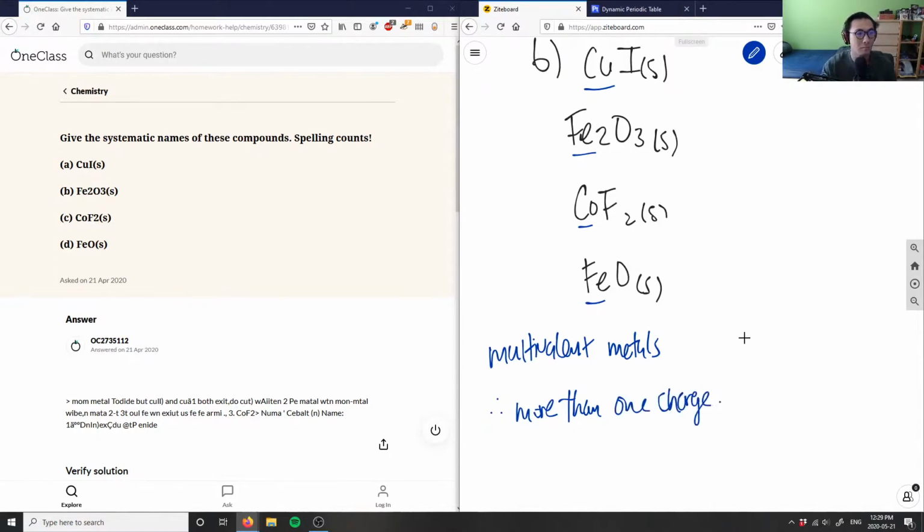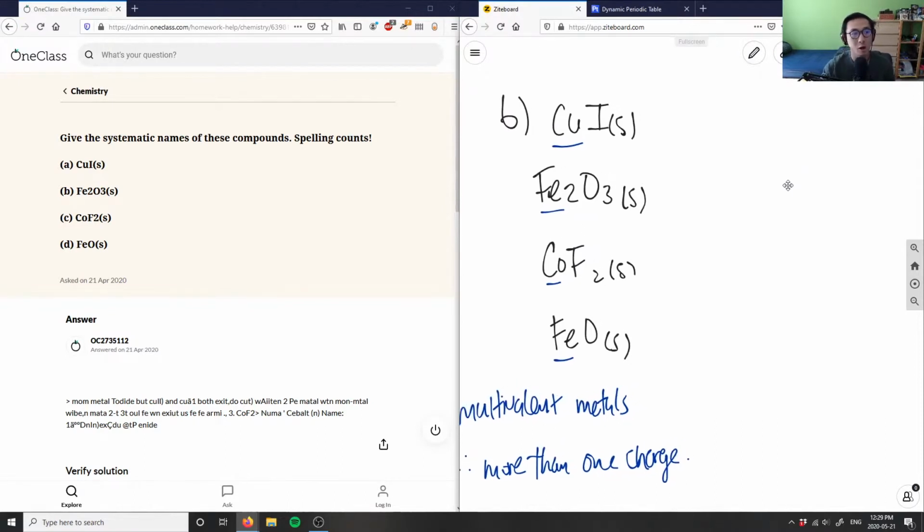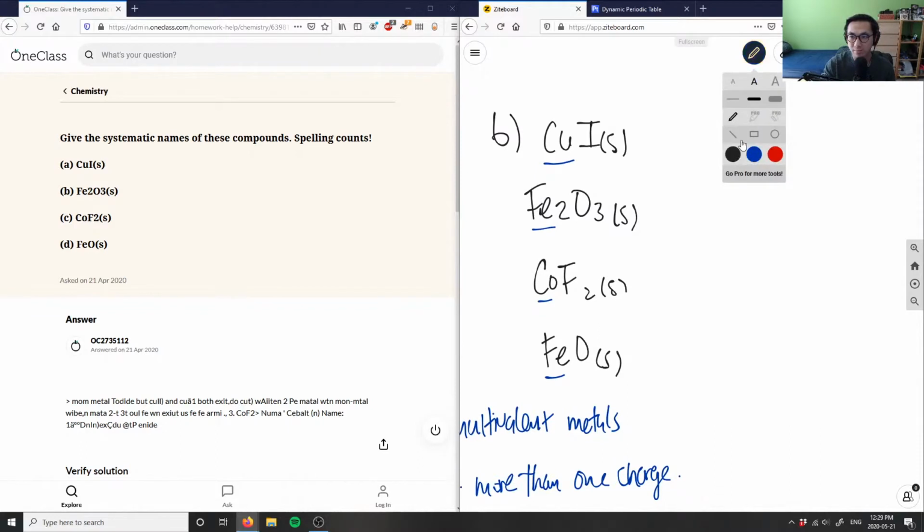So why do we care about multivalent metals? Well, it's going to affect the naming of these metals. For example, copper has a 1+ charge or a 2+ charge, depending on which state it's in. So in this case, I want to look at how this guy dissociates. I'm going to break up this solid into its ions. So I'm going to simply say this would be copper plus iodine here.